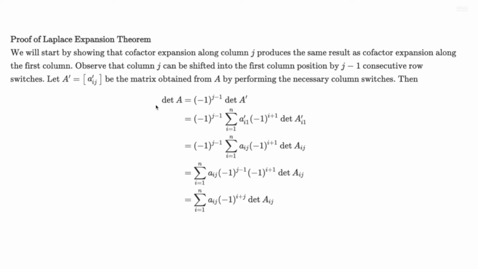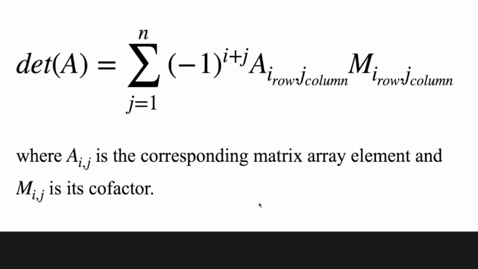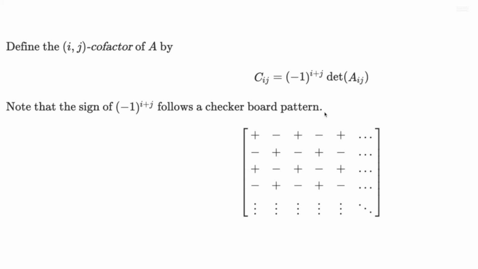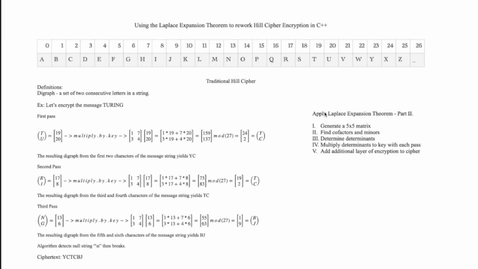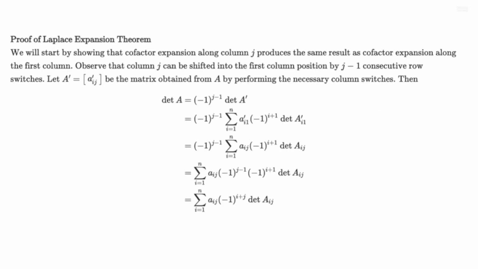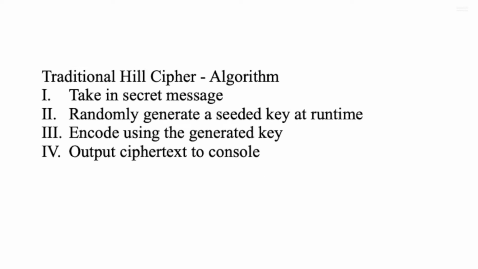But here's the proof. The determinant, we set that equal to -1 to the j minus 1 times the determinant of A prime. Then, I don't want to lose anyone, but we essentially prove that the summation is equal to what we started with, which is this. So this is an algorithms talk. I just wanted to preface the mathematical basis for it. So I'll be moving on now into our code.